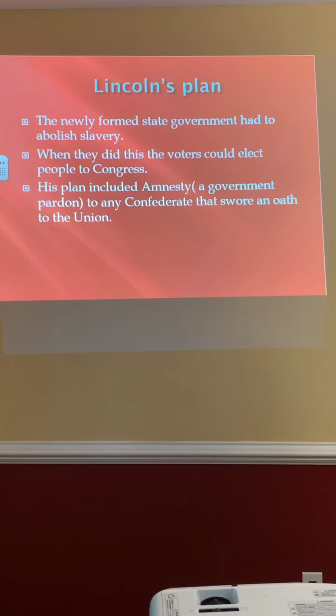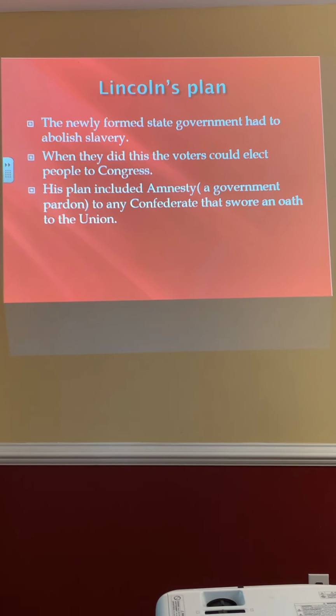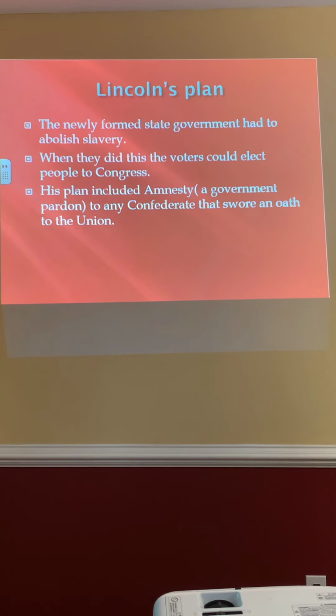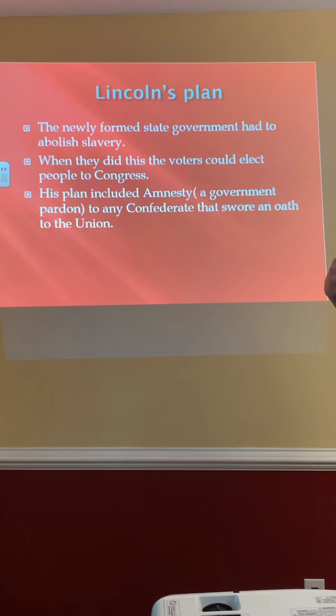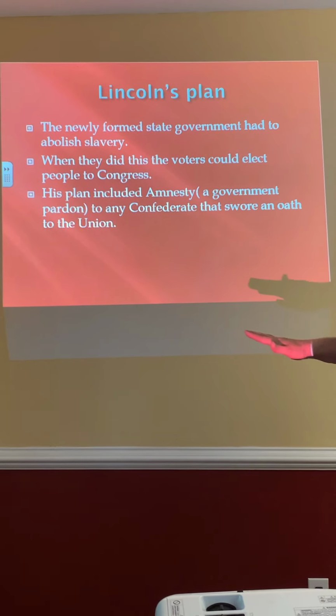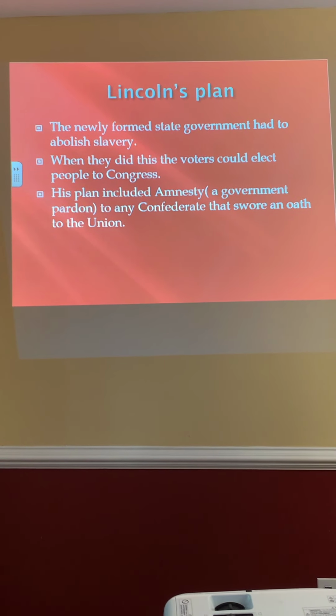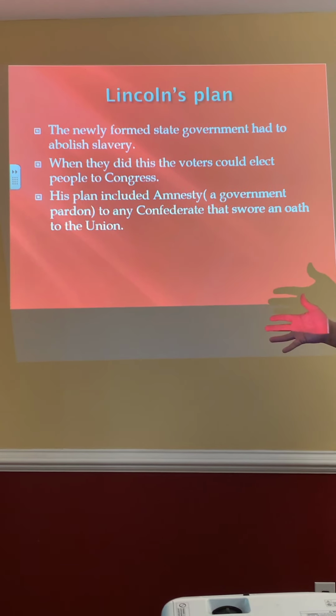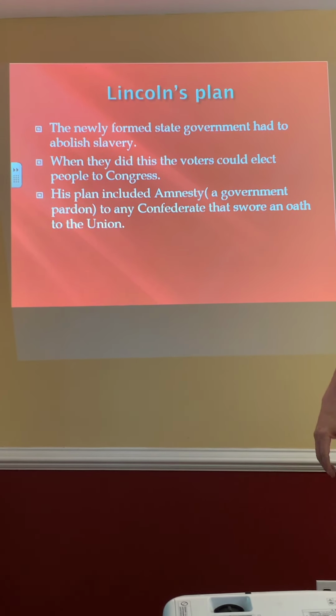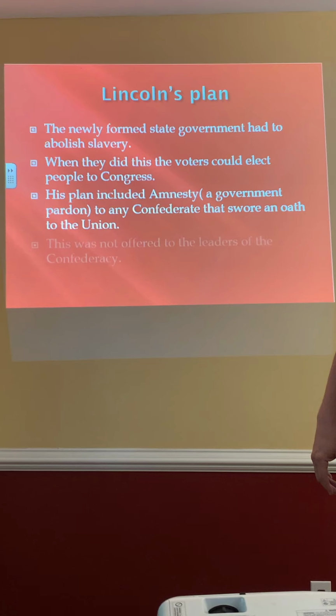His plan included amnesty, which is basically a government pardon to any Confederate sworn oath of loyalty to the Union. Once you say you're sorry, you're all good, and that's kind of what people were bent out of shape about. But Abraham Lincoln knew that if we held on to the anger of the American Civil War, it would never go away. Kind of right. We're kind of seeing that to this very day.